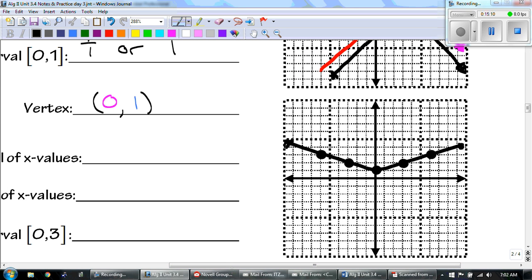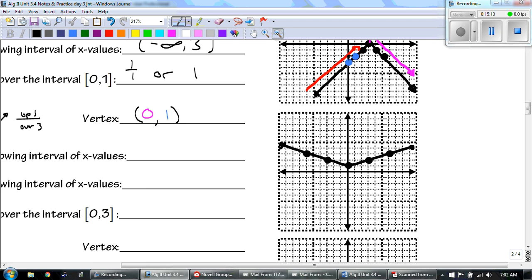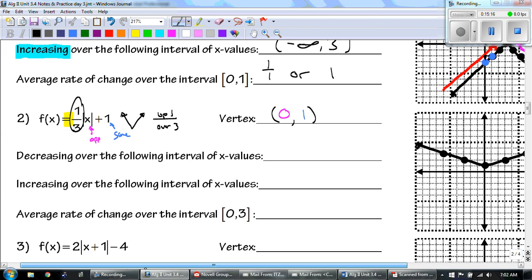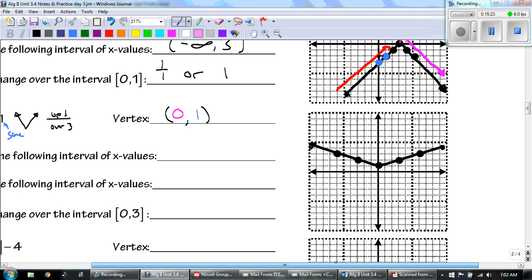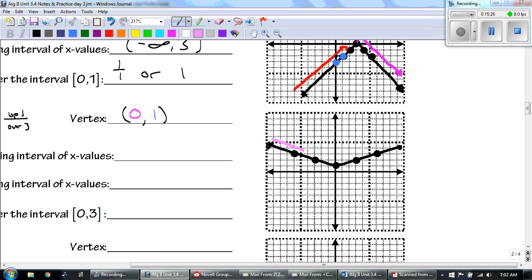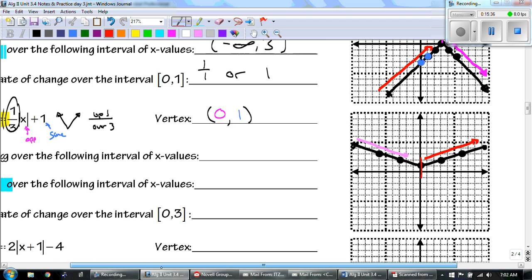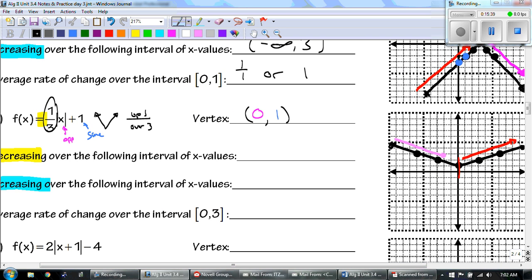So where are we decreasing and where are we increasing? Okay, so decreasing and increasing. Well, we are decreasing from negative infinity to 0, and we're increasing from 0 to infinity. Okay? So remember, all we do is look at the graph and see what the graph tells us. So from negative infinity to 0, and then from 0 to infinity.